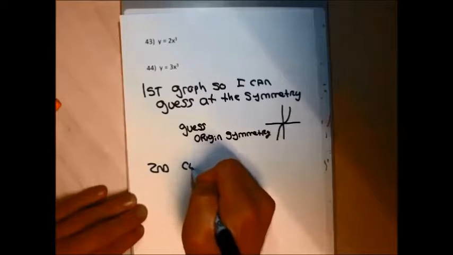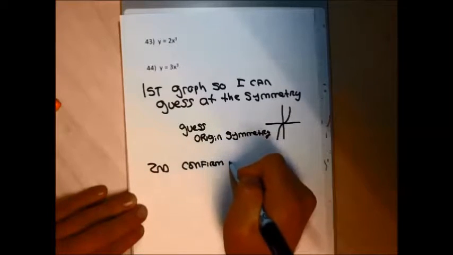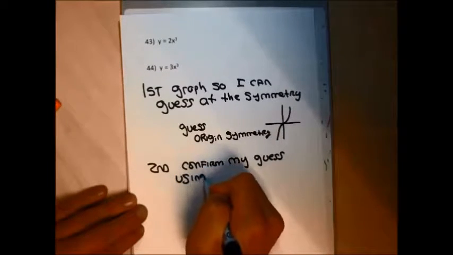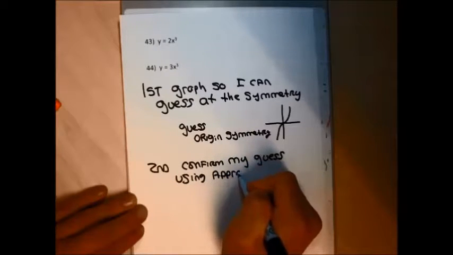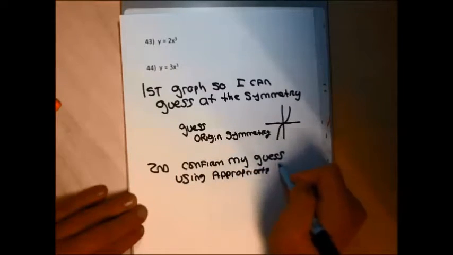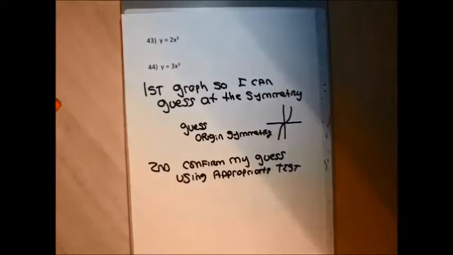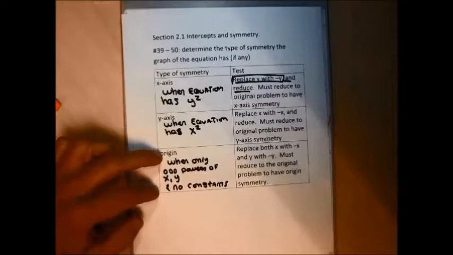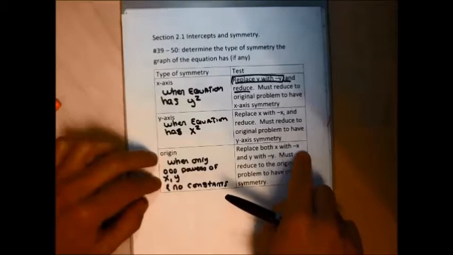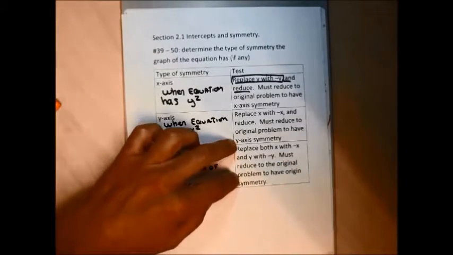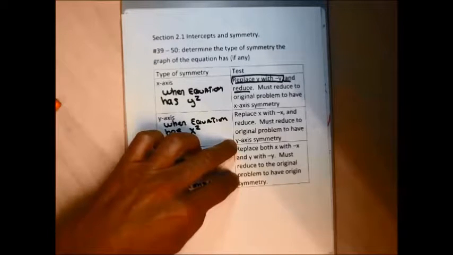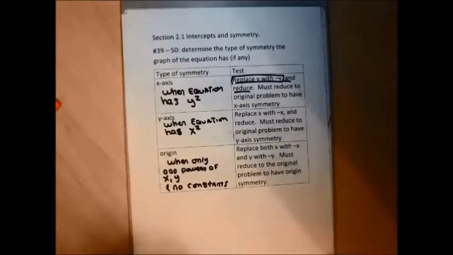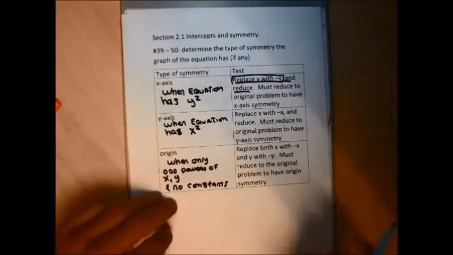Second, I need to confirm my guess using the appropriate test. And the tests shouldn't be shocking, because at the beginning of this video, when we plotted the points of symmetry, to get the point of symmetry with respect to the origin, we changed the sign on both the x and the y. The test that we need to do for origin symmetry is the most complicated. We need to take the original function, change the x to negative x and the y to negative y, and then we have to do a little bit different reducing to get it to go back to the original problem.